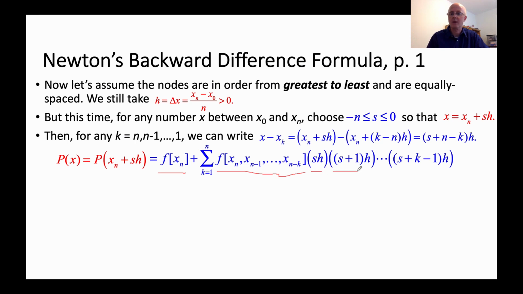Then where do these come from? This would be x minus xn, not x minus x0. Think about that. When k is n, replace k with n here, you're going to get n minus n is 0. You're going to get s times h. This one is going to be x minus x sub n minus 1. When k is n minus 1, you replace k with n minus 1, the n's still cancel, and you're left with s plus 1, just like you see here, etc. Okay?